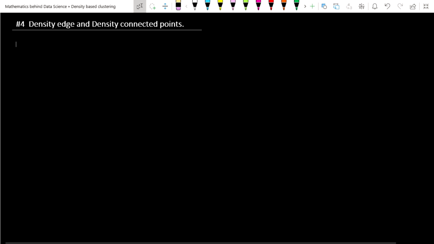Now let's try to understand two more important concept ideas behind the DBSCAN algorithm. The first one is density edge and the second one is density connected points. What is this? First, let's try to understand what is density edge.